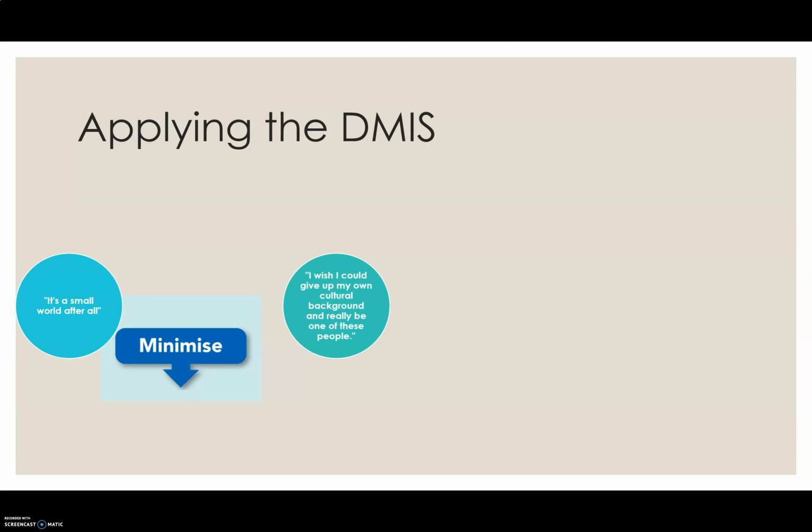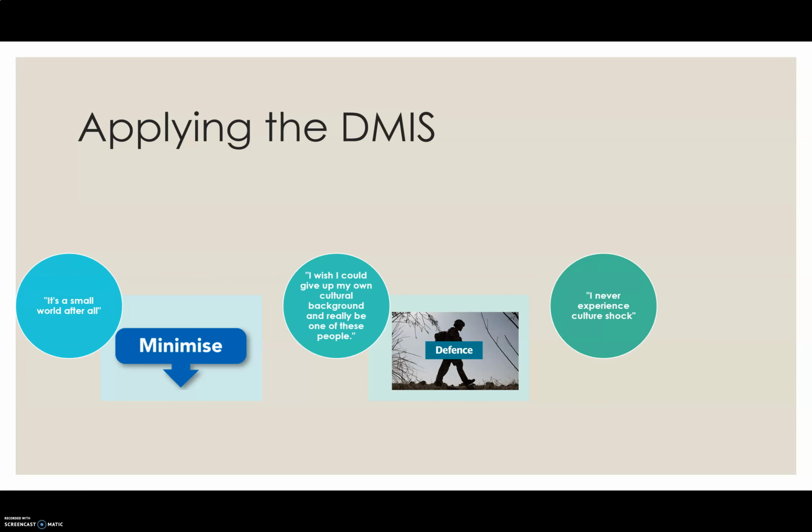The next one: I wish I could give up on my own cultural background and really be one of those people, or one of these people, sorry. So what stage do we think that particular person is at? So really what we're doing here again is looking at it, and it very much comes out of the idea of defense. So they're trying to defend themselves from trying to engage in cultural difference. You could also say that there's a slight reversal there: the idea of my own culture being inferior and I want to move towards another culture.